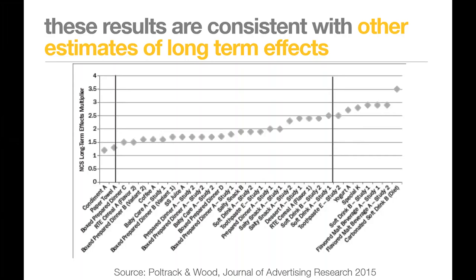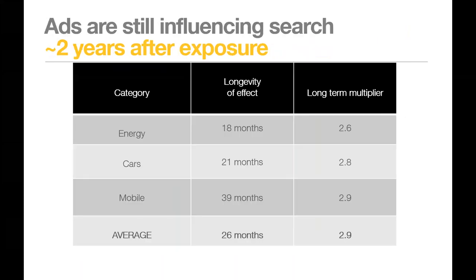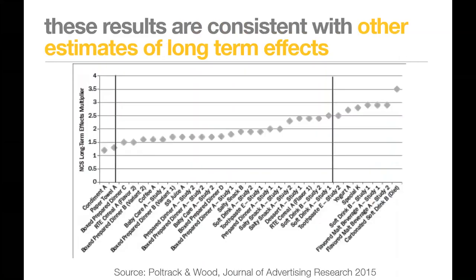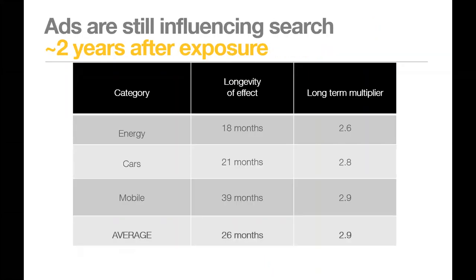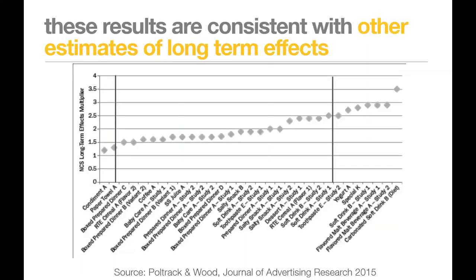So for example, you can see that the line on the right-hand side is a soft drink where the multiplier was about 2.5. But as you can see, the multipliers vary a lot, all the way up to around 3.5. Similar order of magnitude to the multipliers that we're seeing here from our search data. What you may also see if you look at the kinds of brands in this 2015 study is they're very skewed towards FMCG with shorter purchase cycles, which might explain why the numbers in my table here are at the top end of the numbers shown in the study. So again, broadly consistent with other research.